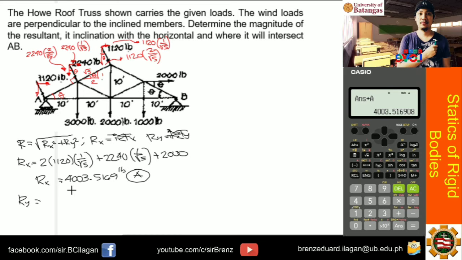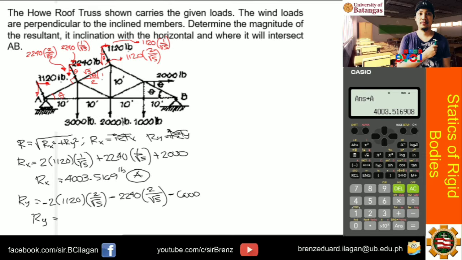So assuming upward as positive, lahat sila pababa, tama? So magiging minus. So unahin ulit natin yung 1120, since dalawa yan, kaya 2. So, 1120 multiplied by 2 over square root of 5 to get the y component. And then minus yung 2240, kaya minus kasi pababa din, times 2 over square root of 5. And then other vertical force, itong 3,000, 2,000, 1,000. Since pababa yan, i-add na lang natin. So, 3 plus 2 plus 1, so 6. So, minus 6,000 pounds.